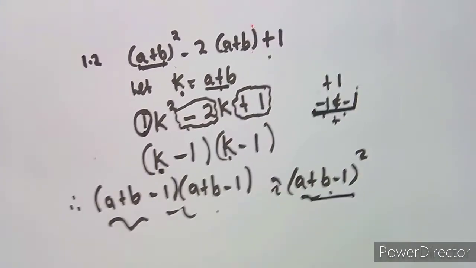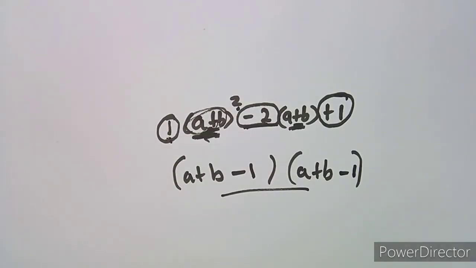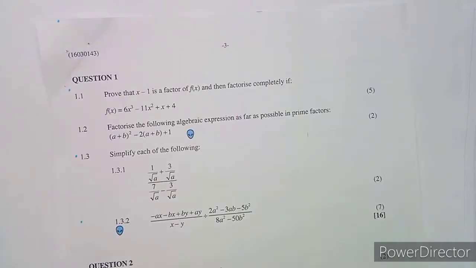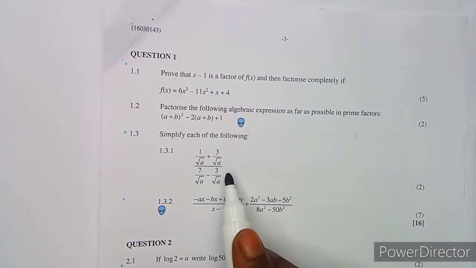So still you could have just done it directly. That is, if you actually understand your factorization, then you can do it. But if you're still having some challenges, please just do it stage by stage. All right, what about this one?